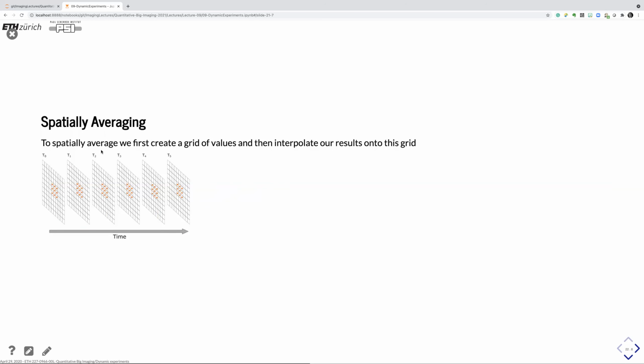But spatial averaging is when you only average within each time frame. It helps you because it makes you less noise sensitive in the frames.